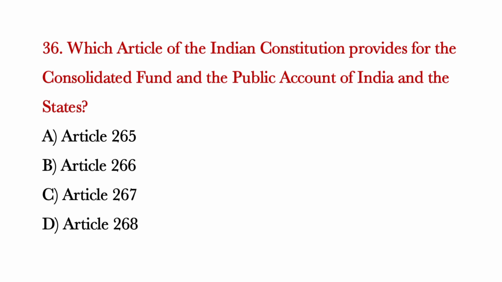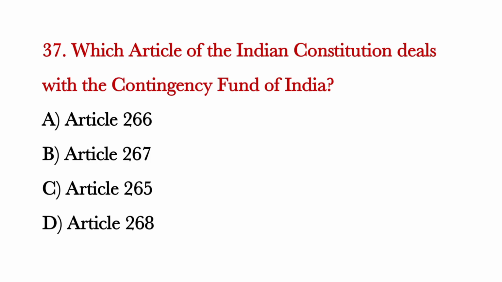Which article of the Indian Constitution provides for the Consolidated Fund and the Public Account of India and the states? Correct answer is option B, Article 266. Which article of the Indian Constitution deals with the Contingency Fund of India? Correct answer is option B, Article 267.